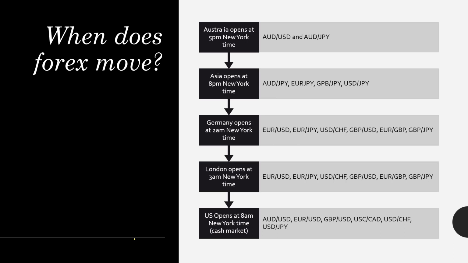Then you have the U.S. opening at 8 a.m., and that just means any currency is available to trade. Now, that is a cash market opening at 8 a.m. with the standard opening at 9:30 a.m.